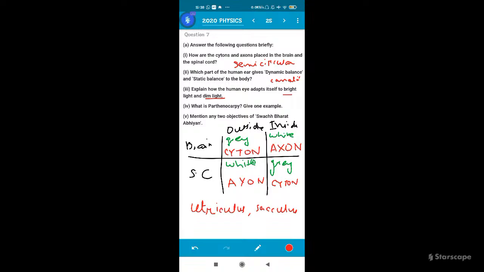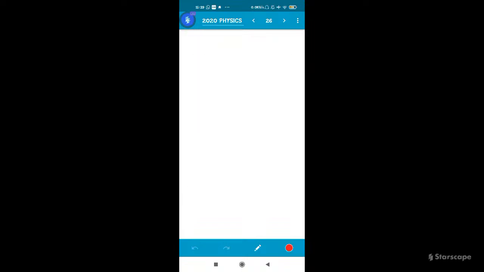to build toilets for usage, then to monitor the use of these types of washrooms, latrines, etc. Also the proper management of solid and liquid waste. There are so many other objectives of this Swachh Bharat Abhiyan, so you can write any two such objectives. It has been given in your book very nicely. Hope this question is clear to you. Let us move on to the last question now.